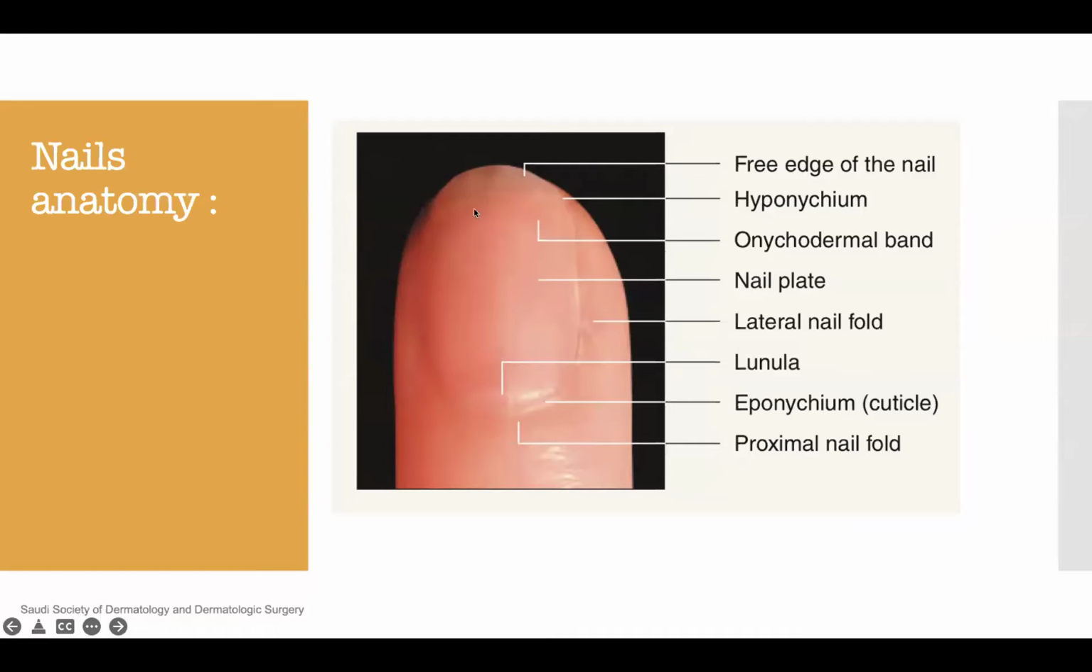I don't know if it's clear to you or not. This is the nail plate. This is the lateral nail fold. This is the proximal nail fold. This is what we call the lunula and the eponychium.